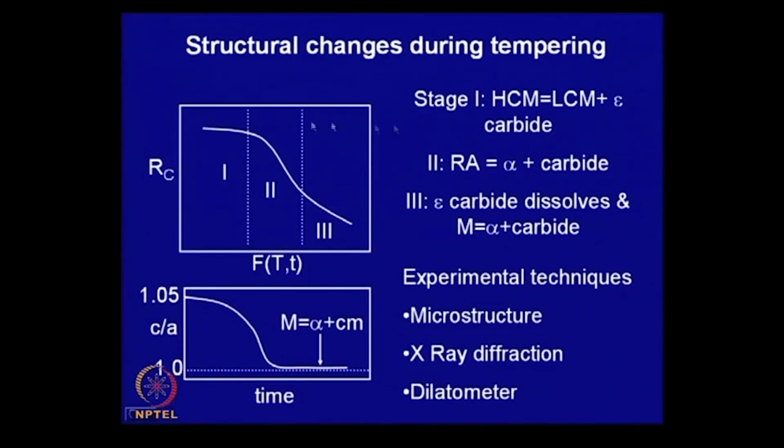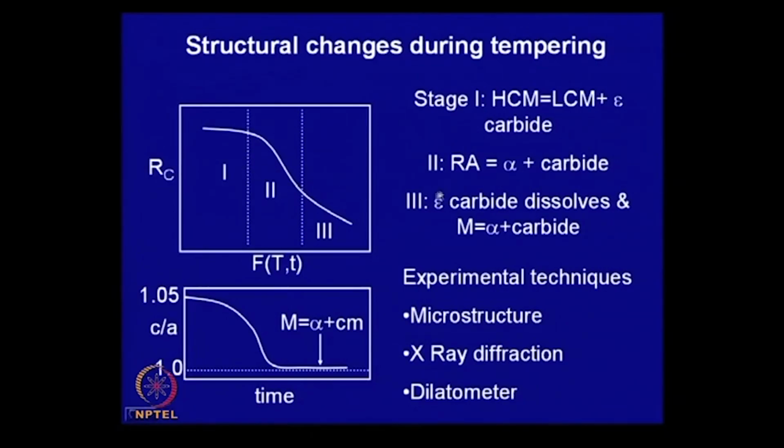Now, in stage 1, what happens is that high carbon martensite will break down into low carbon martensite and a special form of carbide. It is a metastable carbide called epsilon carbide. This has a little higher carbon content than cementite, and the high carbon martensite has a plate type of structure. So, that is unstable, and low carbon martensites usually have a lath type of structure. We talked about it, and so this is the main change that takes place during stage 1.